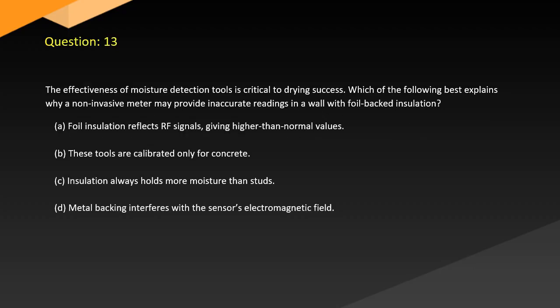Question 13. The effectiveness of moisture detection tools is critical to drying success. Which of the following best explains why a non-invasive meter may provide inaccurate readings in a wall with foil-backed insulation? A. Foil insulation reflects RF signals, giving higher than normal values. B. These tools are calibrated only for concrete. C. Insulation always holds more moisture than studs. D. Metal backing interferes with the sensor's electromagnetic field.